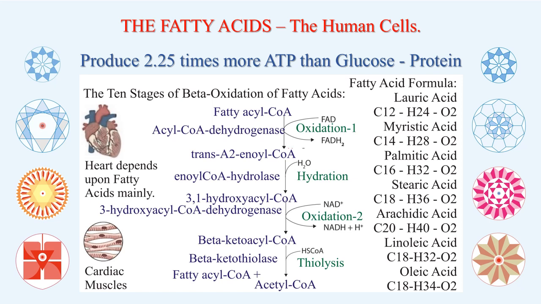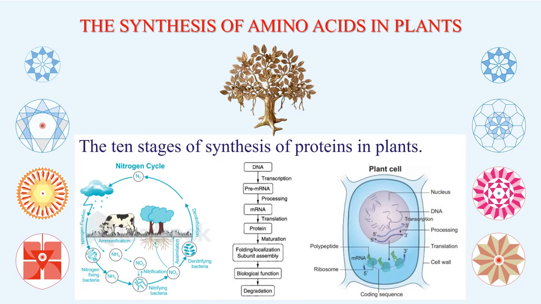Now, carbohydrates are carbon, hydrogen, oxygen, and fatty acids, lipids also are carbon, hydrogen, and oxygen only. Next is the stage of amino acid production, which are protein. And here, along with carbon, hydrogen, and oxygen, nitrogen is also added as the fourth element to produce amino acids and proteins in plants.